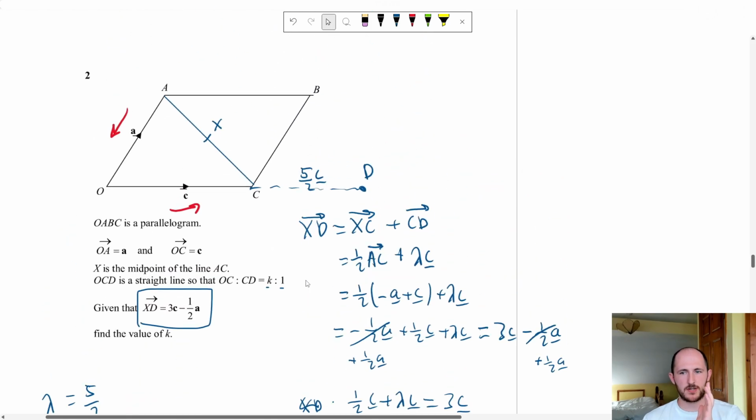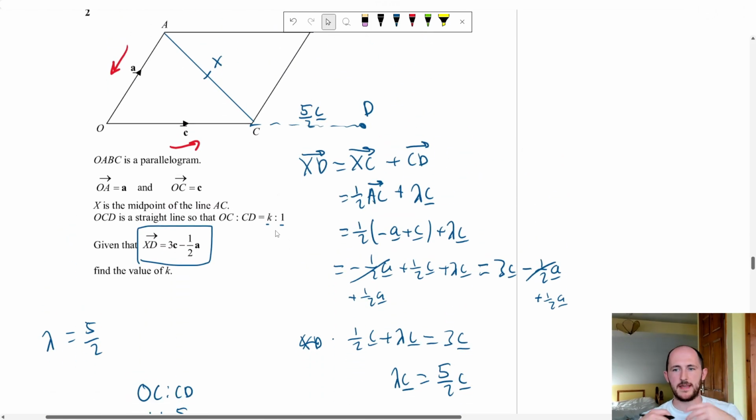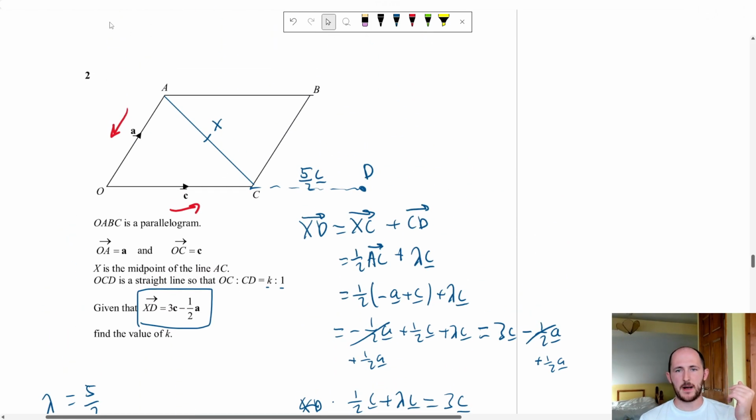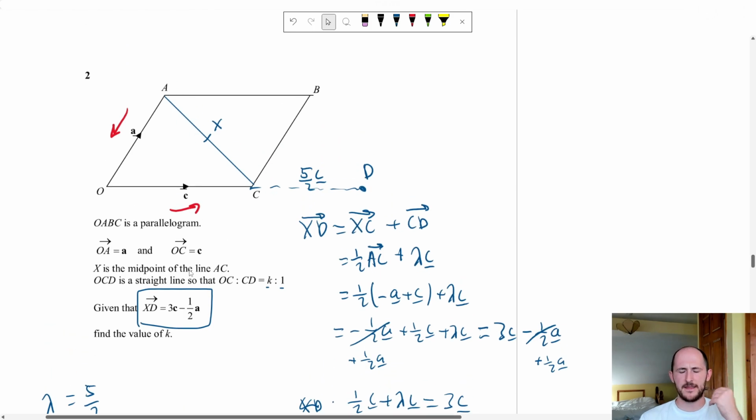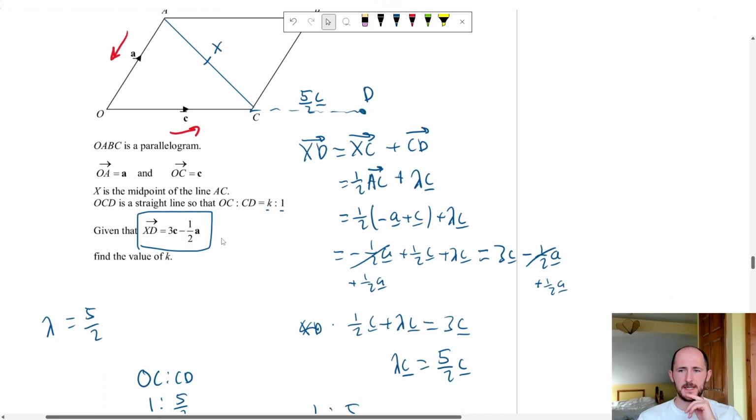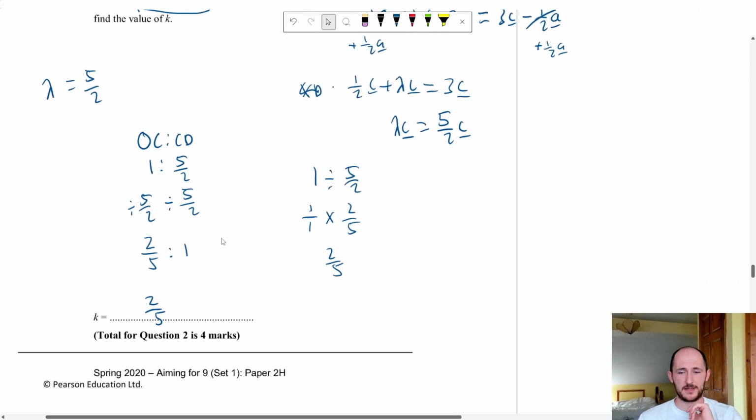Again, very tricky question, but hopefully that gives you an idea on how to solve these ratio questions when they come up. Again, when it says question 2, by the way, this is from an actual paper, but it's from an aiming for grade 9 paper. So don't worry, the question 2 more than likely isn't going to be like this in your real exam. This would definitely be towards the end of the paper, because vector geometry can be a bit difficult.